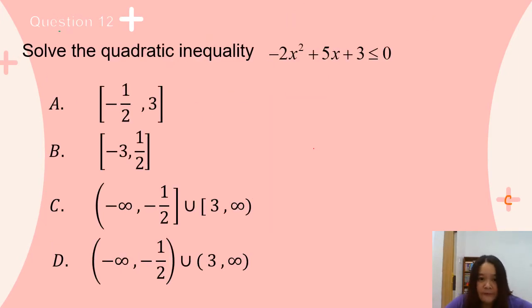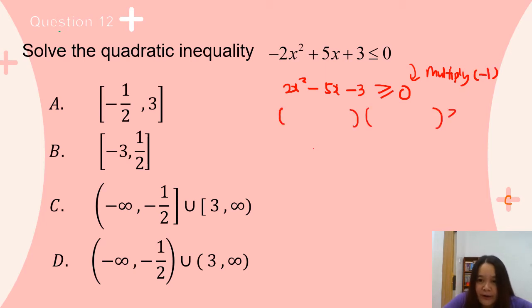Okay, so question 12 is the quadratic inequality. So first of all, before we factorize, please rearrange the inequality first, or we multiply negative both sides, so we get 2x squared minus 5x minus 3 greater or equal than 0. So here to here we multiply minus 1 both sides. So after that we try to factorize.